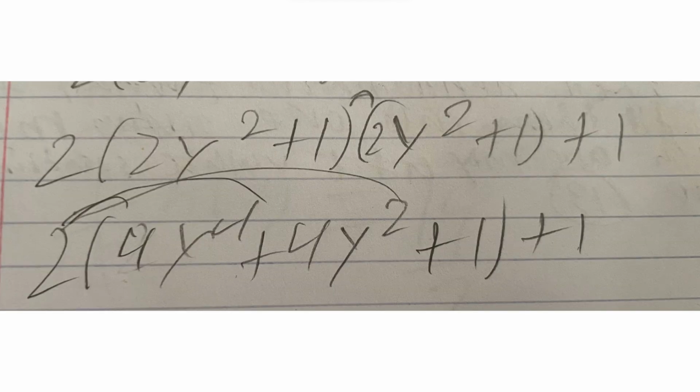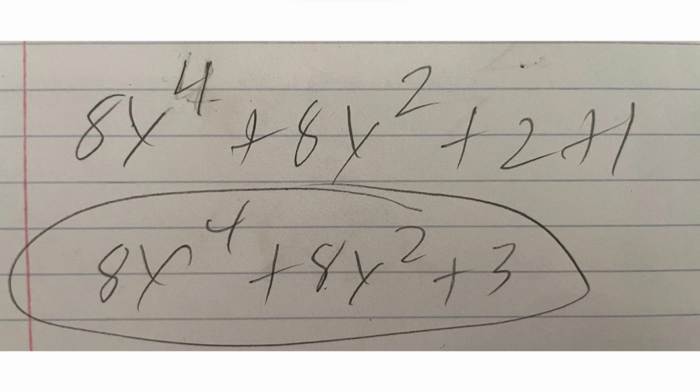And then to bring the insides of the brackets to the second power, that gives us 4y to the fourth power plus 4y to the second power plus 1. And then we can distribute the 2 on the outside from the beginning, which gives us 8y to the fourth power plus 8y to the second power plus 2 plus 1 for our final equation. Then you sum that up to 8y to the fourth power plus 8y to the second power plus 3. And that's the answer for question 6.